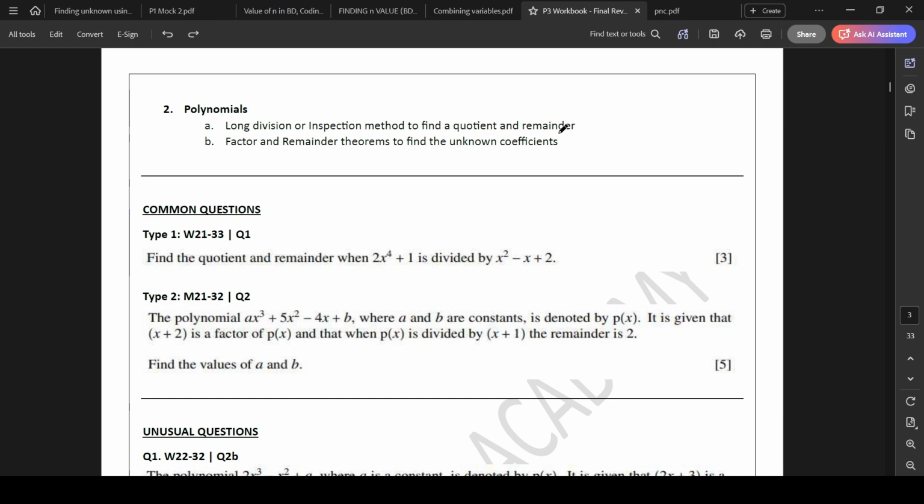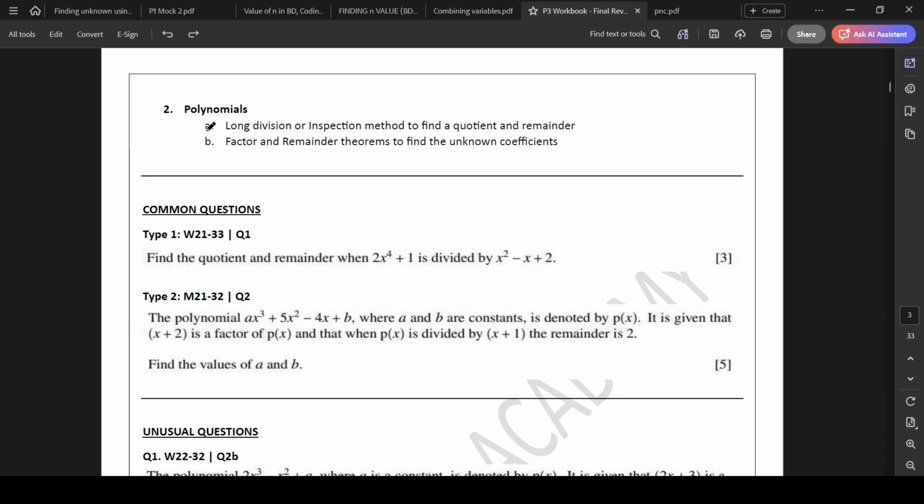Hi everyone. In this video, I'm going to discuss the key pointers that you must have on your fingertips to answer almost any questions with respect to polynomials in your P3 mathematics. Just like modulus, this is a very short topic, so you don't have a lot of key pointers. But yeah, let us discuss both of them one by one.